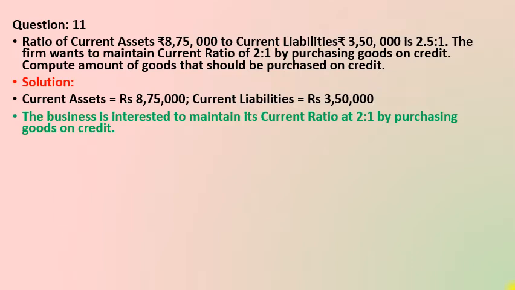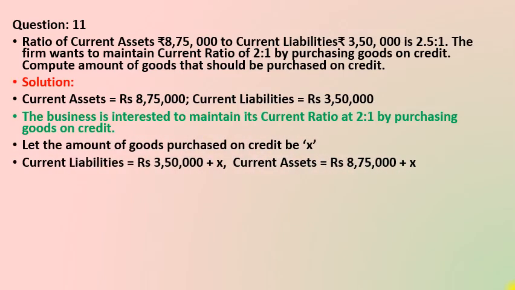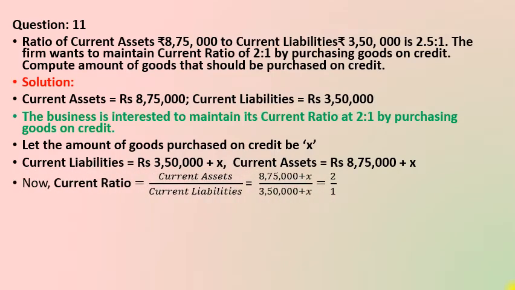If you purchase goods on credit, it increases the current liabilities, that is, the creditors amount will increase. At the same time, your stock value will increase. So that means the same amount of current assets and current liabilities will be increased. I am assuming that amount is X. So current liabilities will be increased by X and current assets also by X, because the same amount of creditors will increase, and at the same time, as you purchase goods, your stock value will increase. So now the current ratio is equal to current assets by current liabilities.